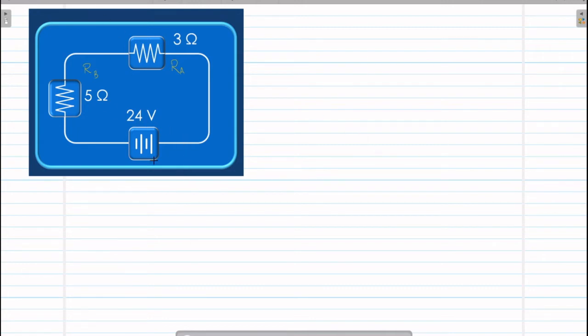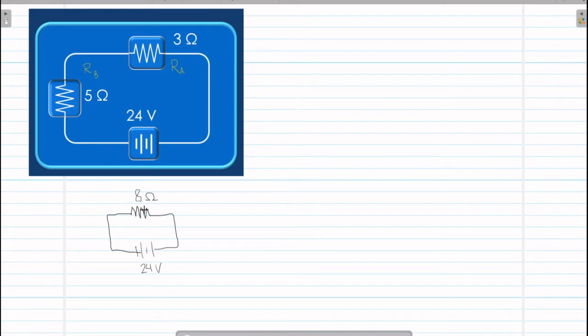Now the first thing I'm going to do, because these two resistors are in series, is collapse them down into a single equivalent resistor. So I'll very crudely draw my power source. Here's my resistor. The power source is 24 volts, and my equivalent resistor is equal to 5 plus 3 ohms, which is 8 ohms. So these two circuits are equivalent.